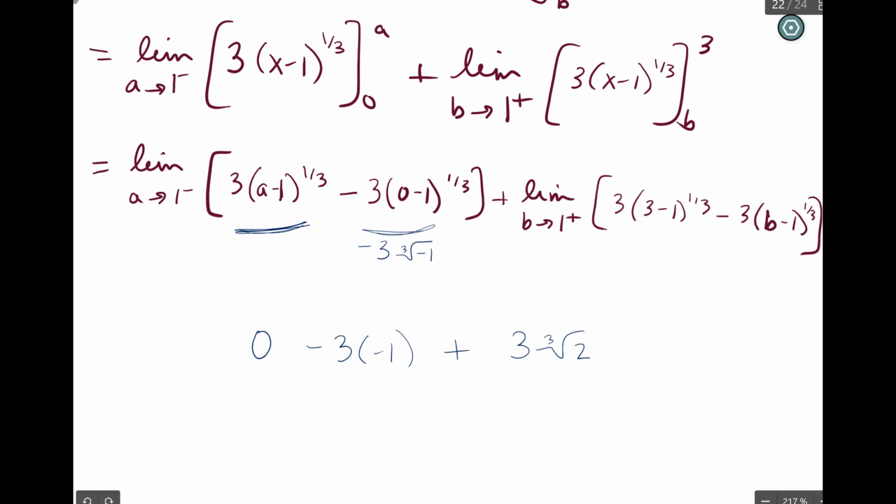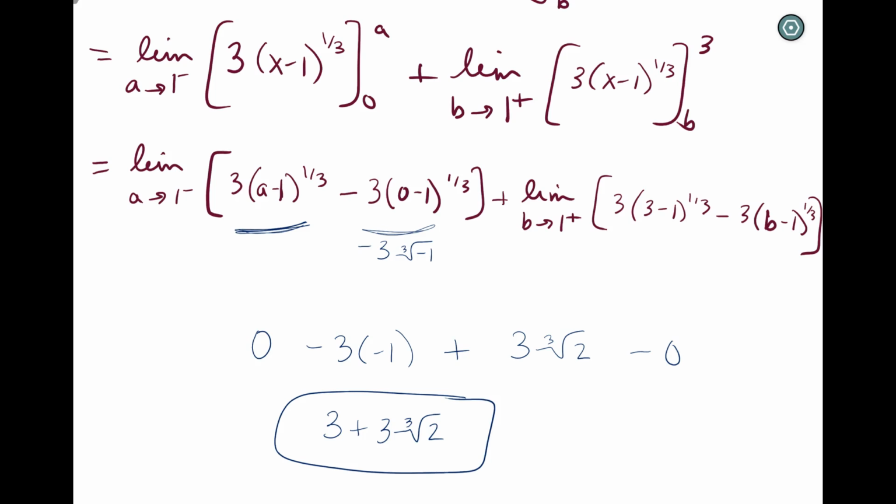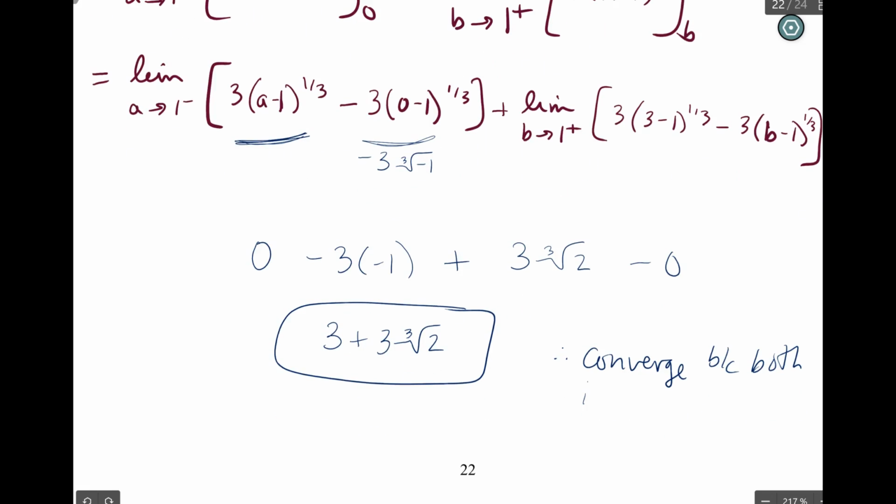And as b approaches 1 from the positive side, at first this is like 2 minus 1 to the 1/3, and then it's 1.5 minus 1, and then we eventually get to like 1.0001 minus 1 to the 1/3, and so this gets really, really small, and it approaches 0. So effectively, we have 3 plus 3 times the cube root of 2. That's what it approaches, so it converges. Both halves of my integral converge: the first one approaches 3, the other one approaches 3 cube root 2. And so therefore, we converge because both integrals converge. Awesome.